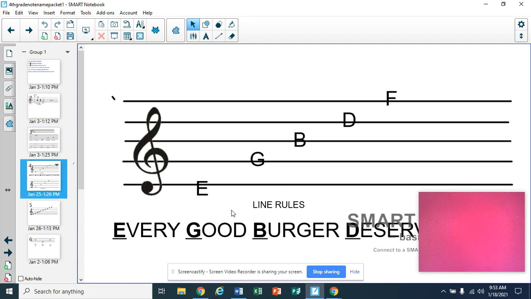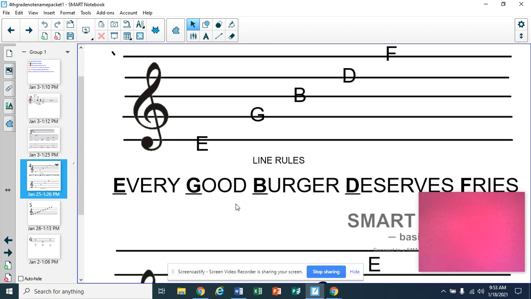Over here, we have the line rules. Now we follow these line rules to help us figure out what we're going to name the letters. So take a look. From the bottom to the top, all we have to do is remember the sentence, every good burger deserves fries. Now using that sentence from the bottom to the top, we can spell the letter names on the staff using the first letter of each word. E is for every, G is for good, B is for burger, D is for deserves, and F is for fries.